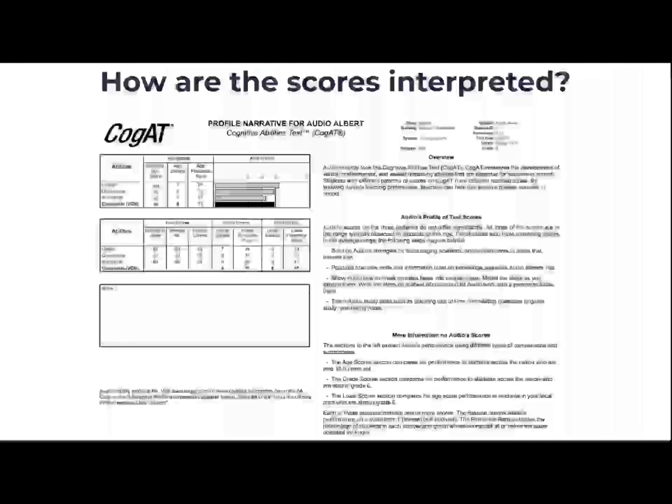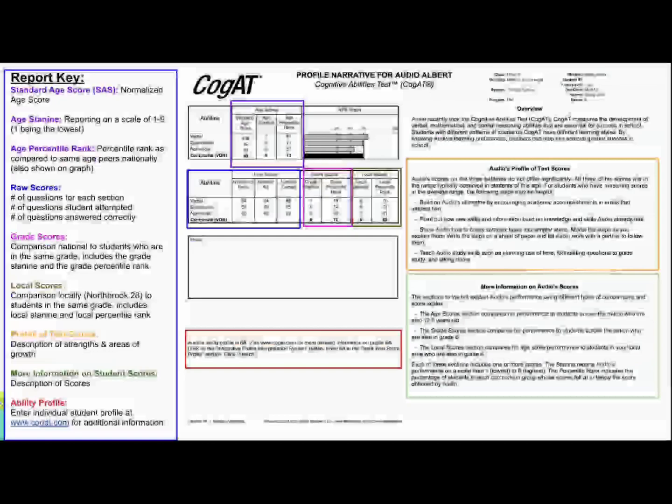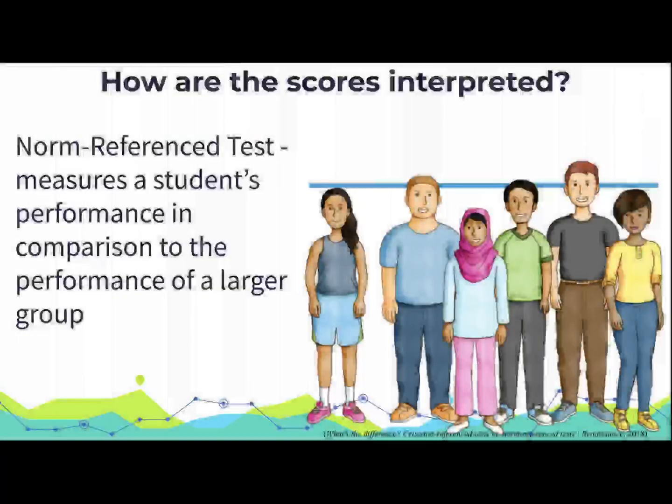Now let's look at the score report you received and the guide that came with it to help you understand how CogAT information is reported and can be interpreted. CogAT is a norm reference test. That is, it compares a student's performance to that of a larger group. Your score report refers to age, grade, and local norm groups.